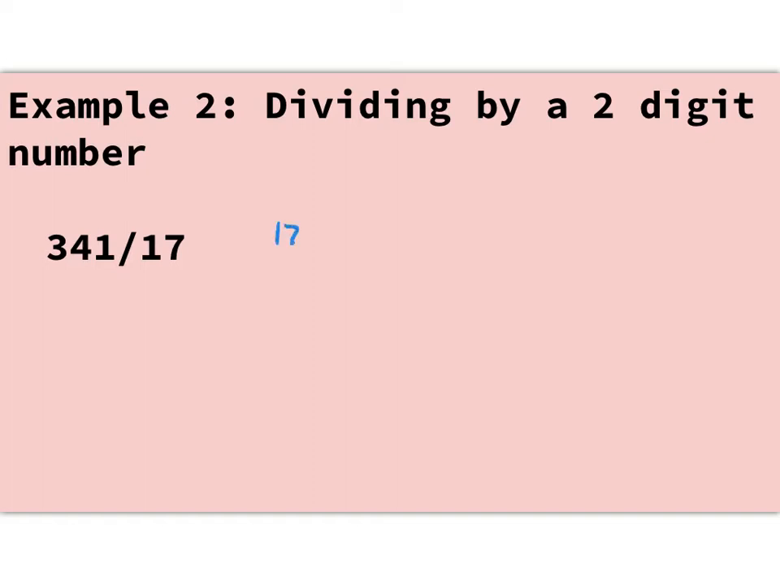So 17 goes into 341. Okay, so what we can see is 17. How many 17s do we have? 1 times 17 is 17. 2 times 17 is actually 34. So 2 times 17 is 34.